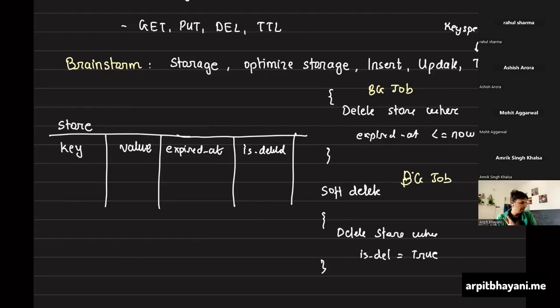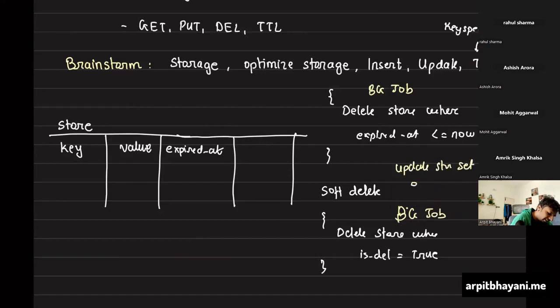Okay. Now, what you also said is you'd want to piggyback it on expired at. With this, what are you proposing? Just don't have an is deleted column. Just set expired at to some negative value, which would always be smaller than time.now. So your delete is equal to update. It will be update store set expired at equal to -1 where key is equal to something. What does this save us?